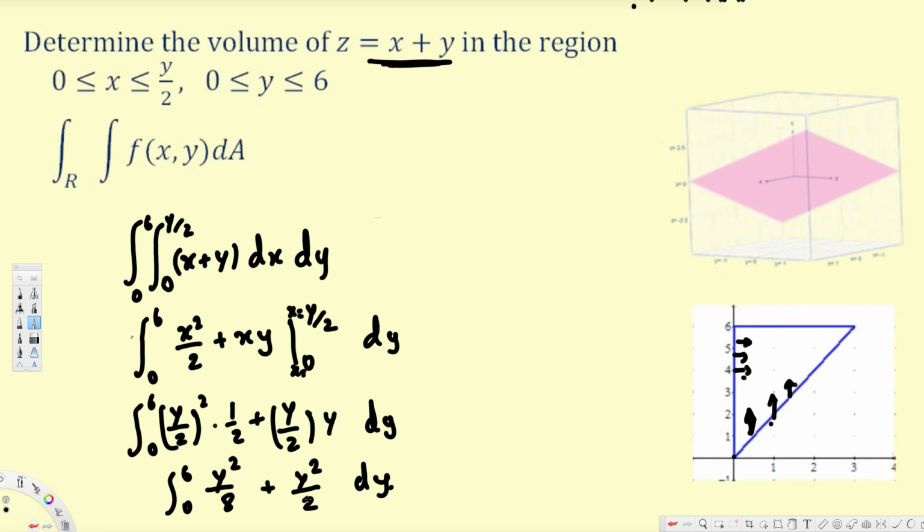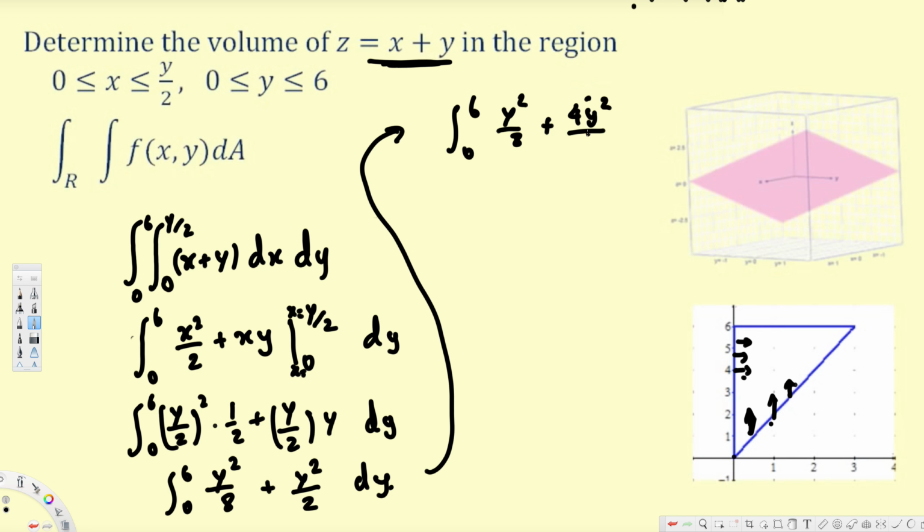Now to simplify this one, we can take the common denominator. If we take the common denominator as 8, this is going to become 0 to 6 y square divided by 8, and here we are going to have 4y square divided by 8. I'm multiplying the numerator and the denominator by 4. In that way we get a common denominator, right? Okay, here we have 4y square over 8, and here we have dy, and 4y square plus y square, that's going to give us 5y square divided by 8, 0 to 6. Now we can integrate this one.